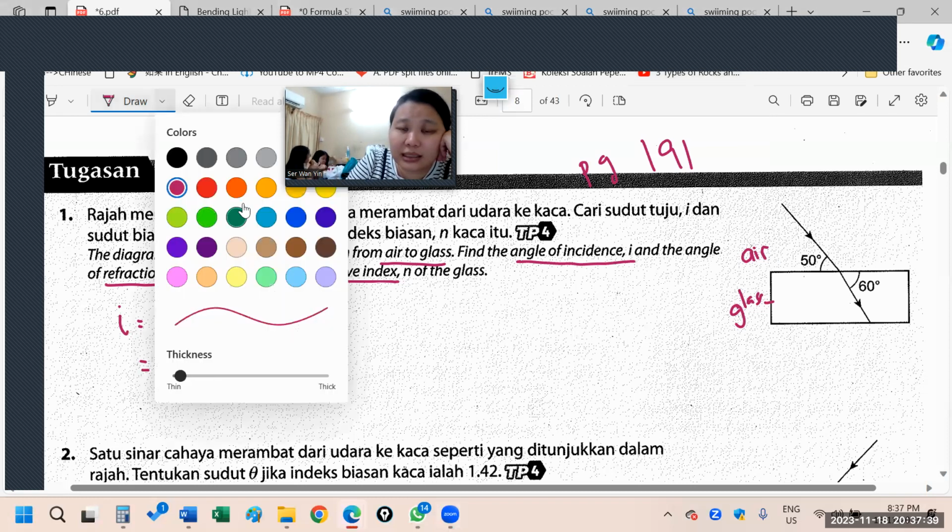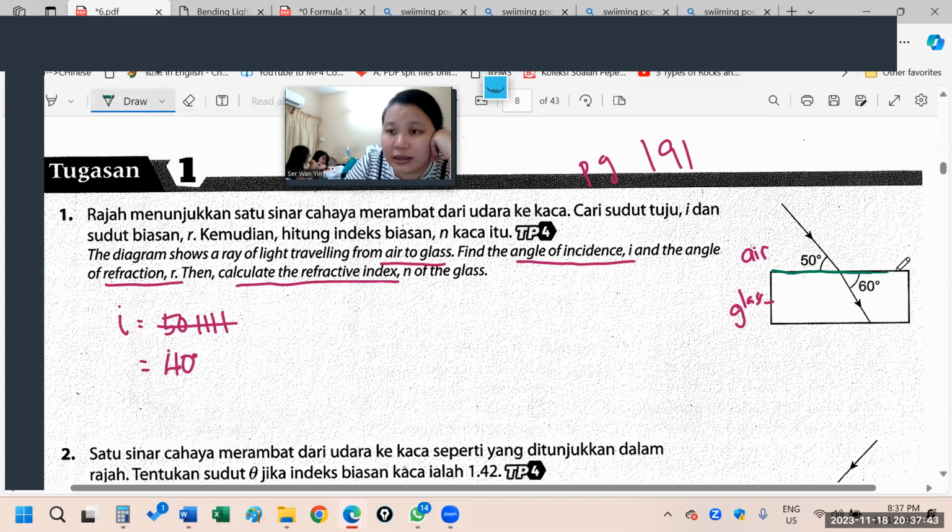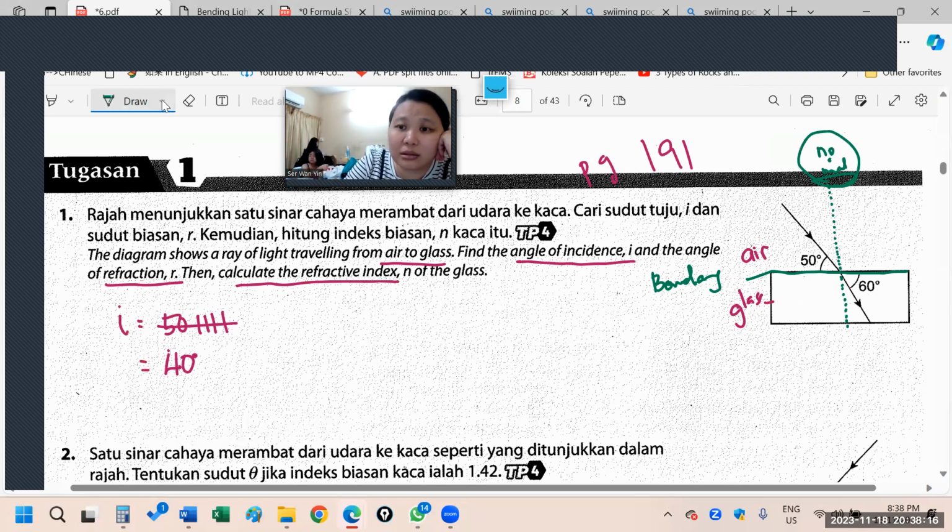Still remember that the line in between air and glass is called the boundary. The angle is counted from the normal. At the point where the incident light ray hits, let's draw a normal line. The angle is supposed to be counted from the normal to the light ray. So here is 30, so R equals 30 degrees.